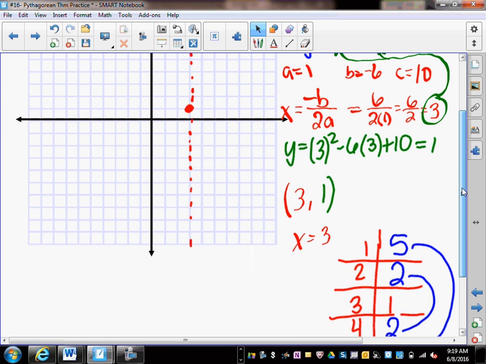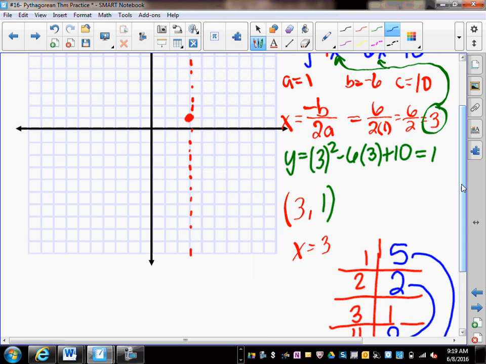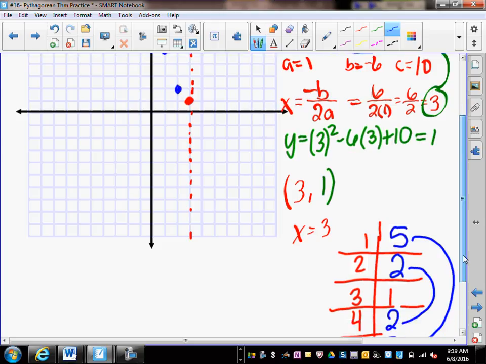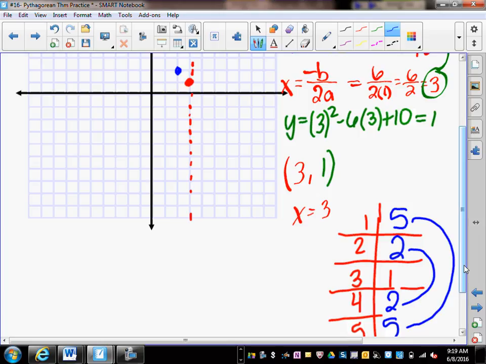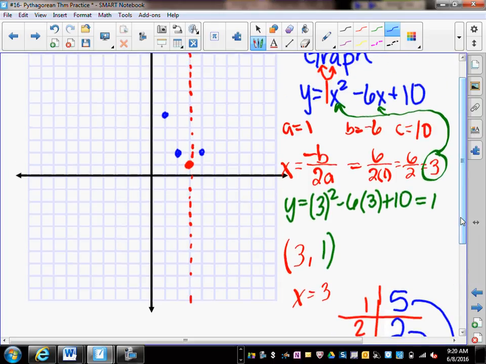So we have (1, 5): over 1, up 1, 2, 3, 4, 5. (2, 2): over 2, up 2. And again, we should see that mirror image. (3, 1), which we already have graphed. (4, 2): 1, 2, 3, 4, 2. Again, it's mirrored across your axis of symmetry. And (5, 5): 5, 1, 2, 3, 4, 5. And again, we see it's 2 away, 2 away, 1 away.